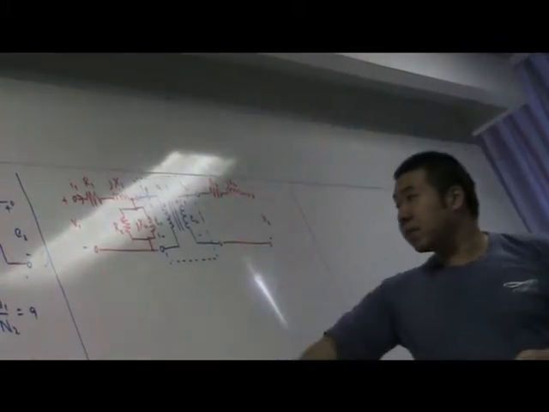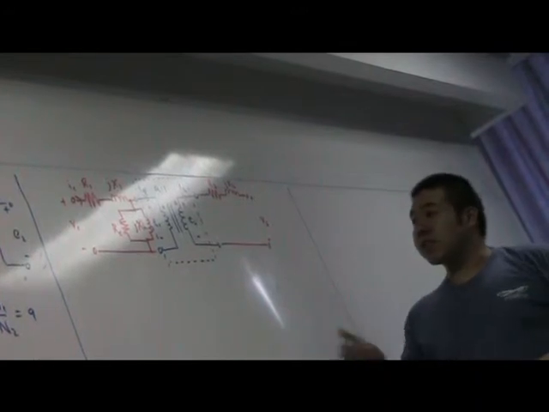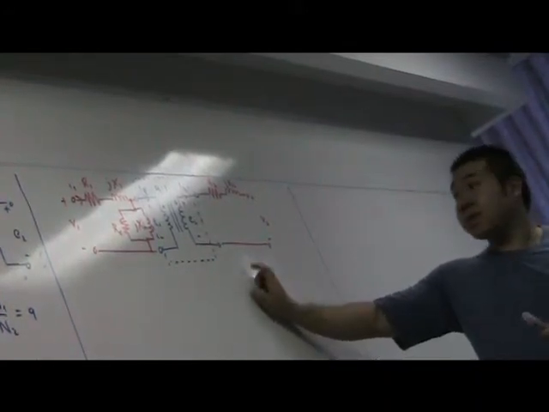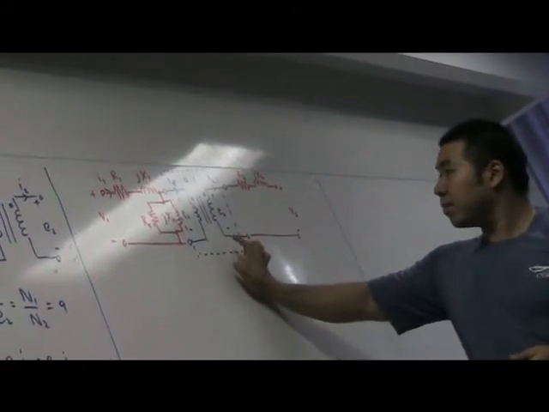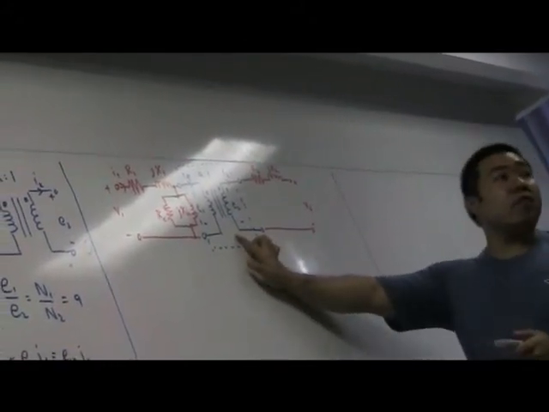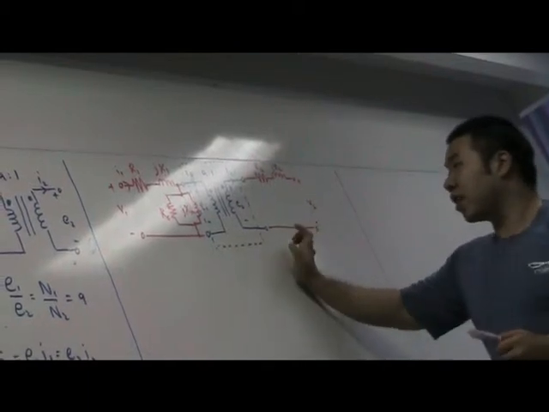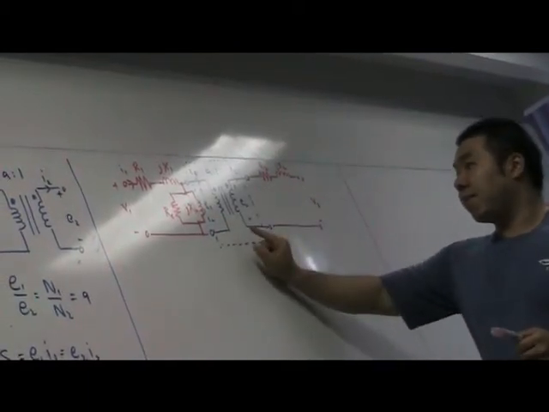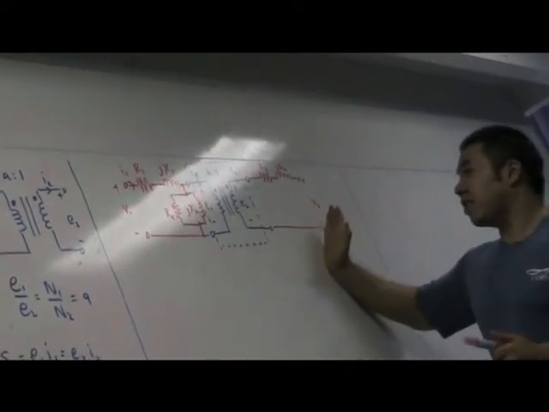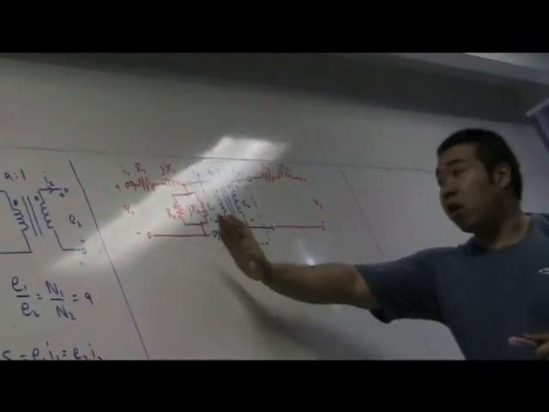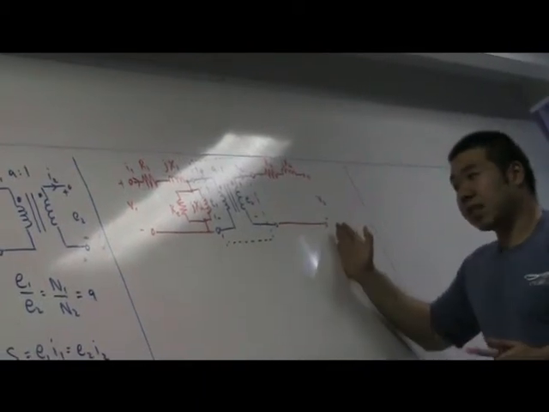Right. So that's the circuit for the practical transformer. Now it's not convenient to have this blue ideal transformer here. So what is usually done is this ideal transformer is removed, and everything on the secondary side will be moved to the primary side, or everything on the primary side will be moved to the secondary side.